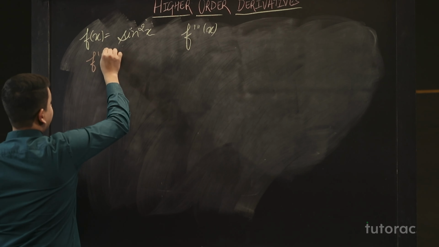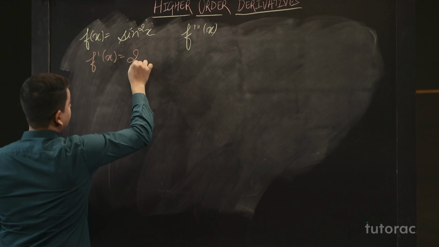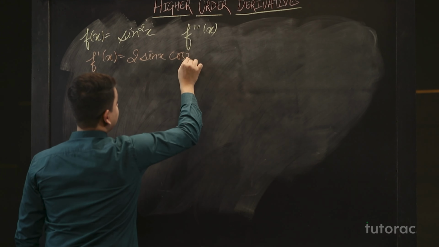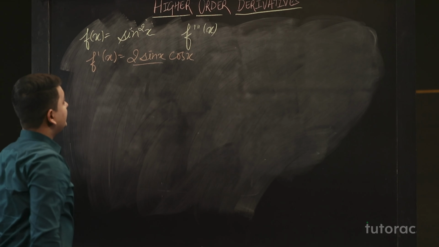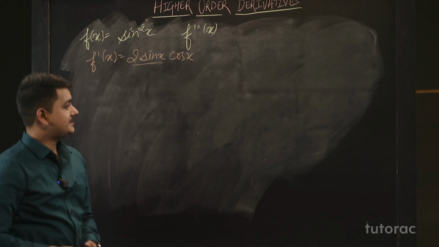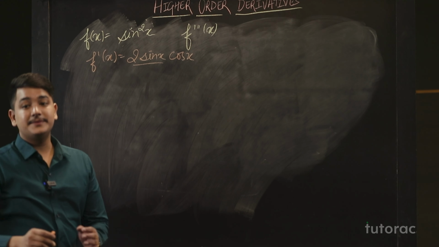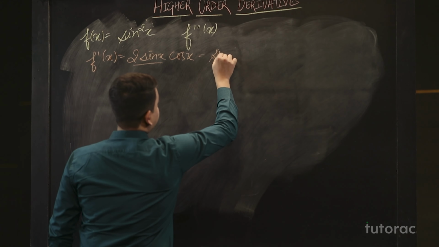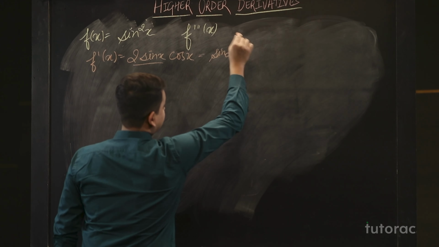First order derivative will be 2 sin x into cos x: 2 sin x for sin²x and cos x for sin x. So 2 sin x cos x can be written as sin 2x. So we'll get sin 2x.